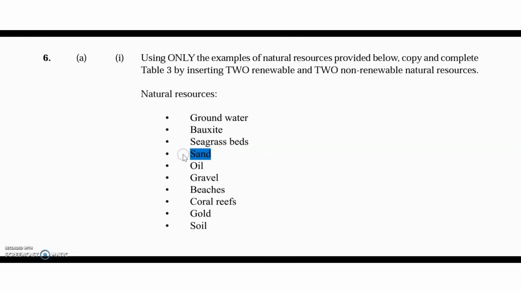Sand is said to be non-renewable, despite the fact that there is a large quantity which exists naturally in the environment. Our level of consumption can in fact deplete it to a very significant extent. Oil is considered to be non-renewable, which is obvious. Gravel is considered to be non-renewable. Beaches are said to be renewable because we can employ management strategies to ensure its continuity, and the processes are in place to ensure that beaches are not compromised or fully removed, or eroded.